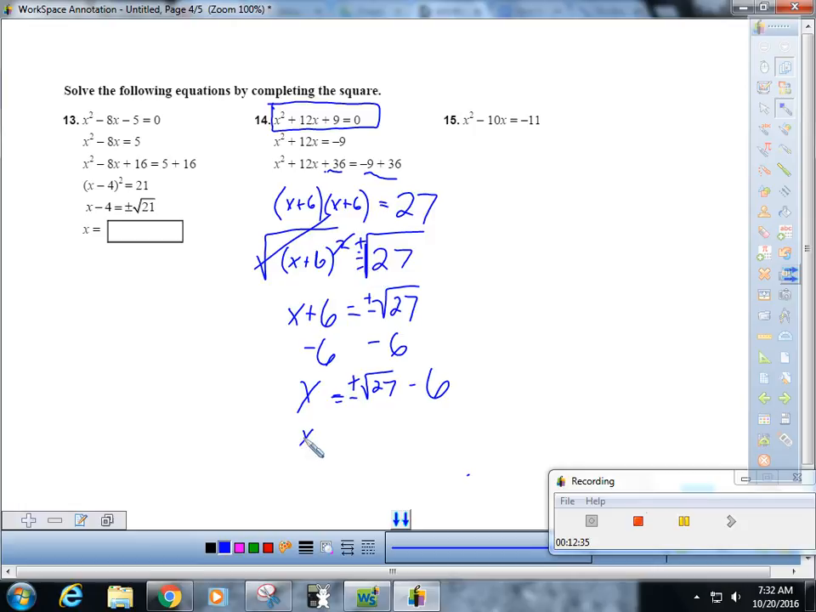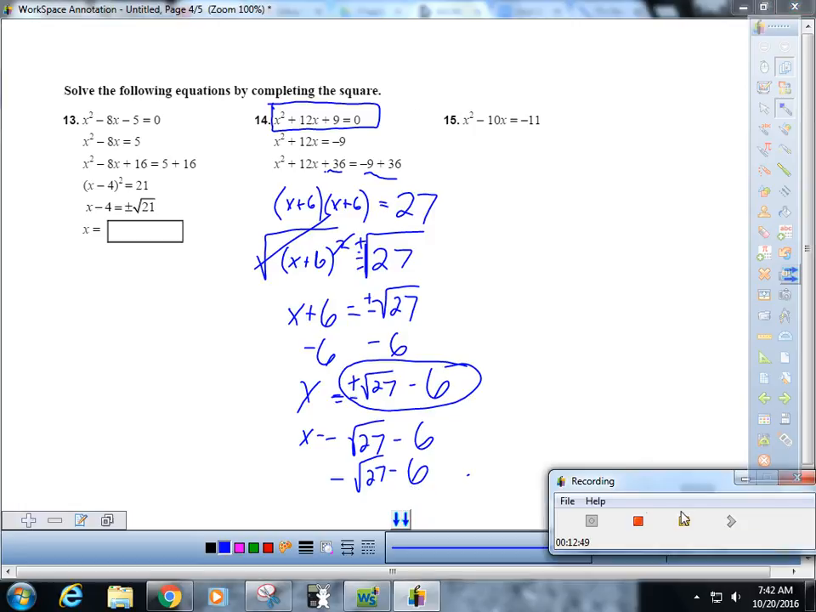So the answer, you could write it as this. That's a fine way to write it. Or you could write it as radical 27 minus 6 or negative radical 27 minus 6. Yes. So, I know we skipped this one, but the answer for this one is just one step away.